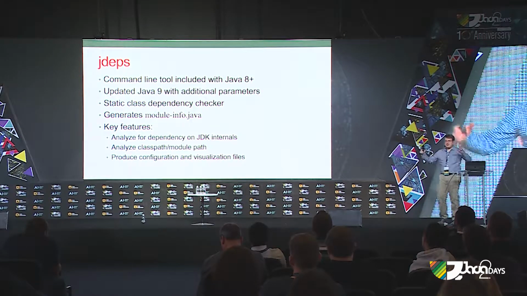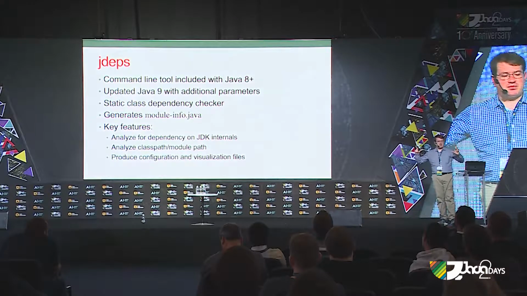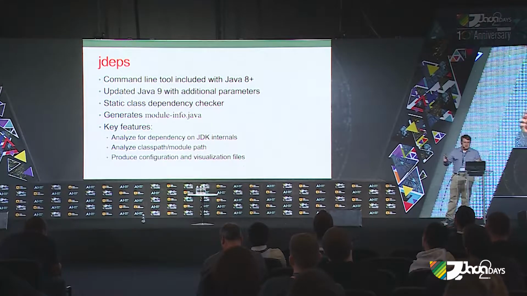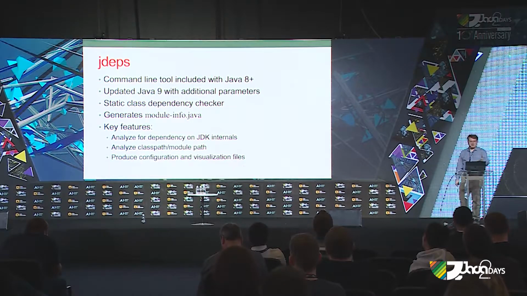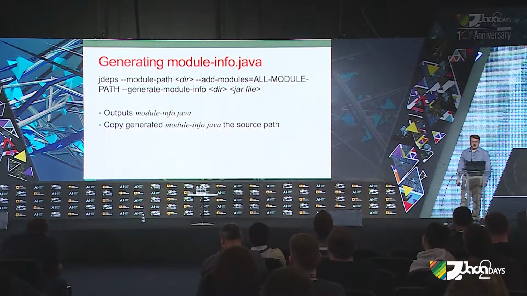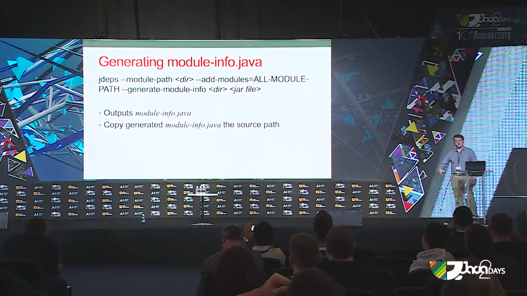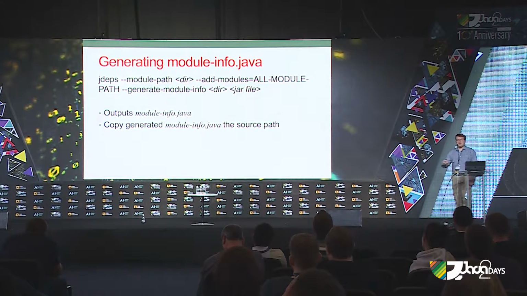You've probably seen in presentations on Java modularization those graphs showing the dependencies within the JDK. It was actually generated using JDeps. So here is the command line for JDeps. In this case, it will output a module-info.java, and then you can copy that module-info.java into your source path. This is how you make the initial crack at generating your module-info.java: you can use JDeps to bootstrap that process and get it moving along.